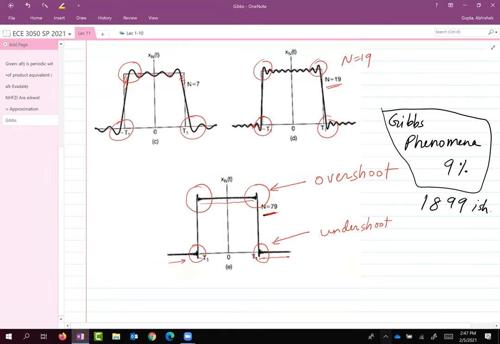I've already overshot my time. Next class, we are going to talk about discrete time, properties of Fourier transform, and then the discrete time Fourier transform. Okay, I'll stick around if you have any questions.